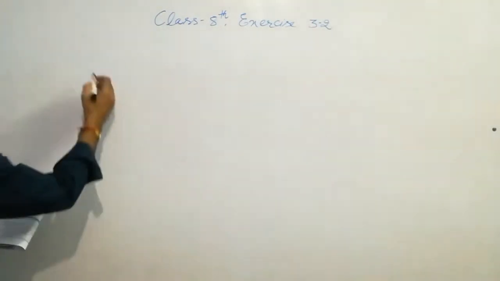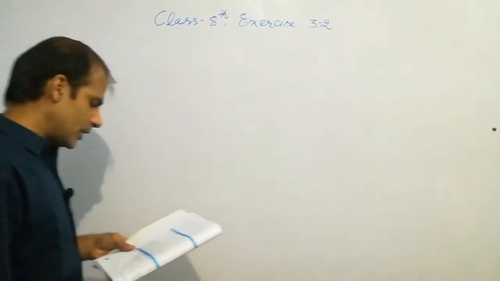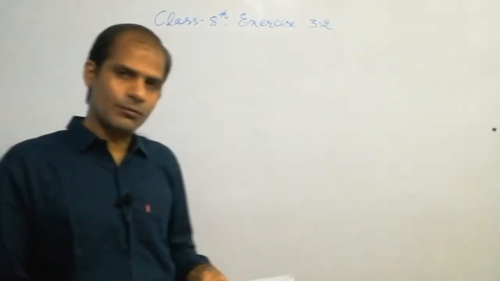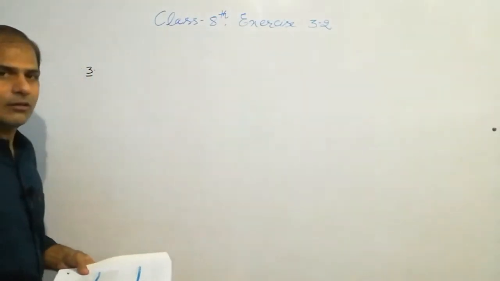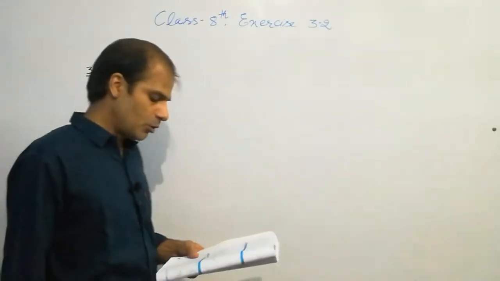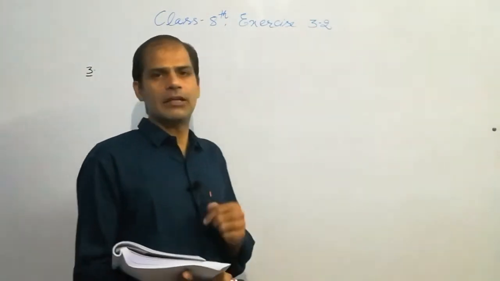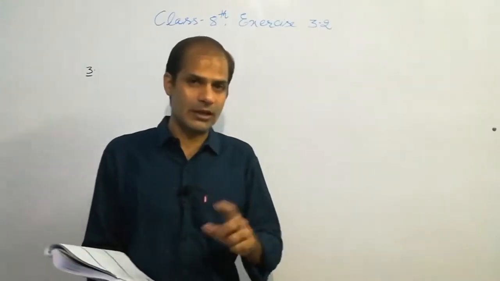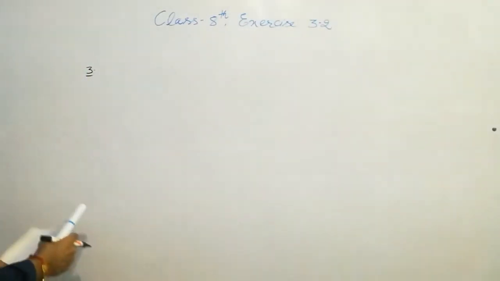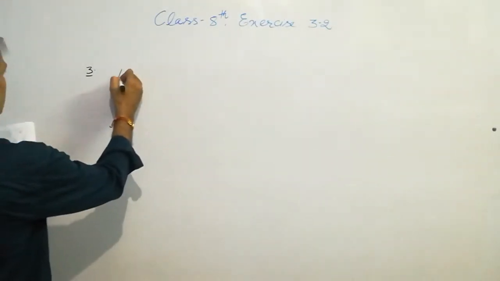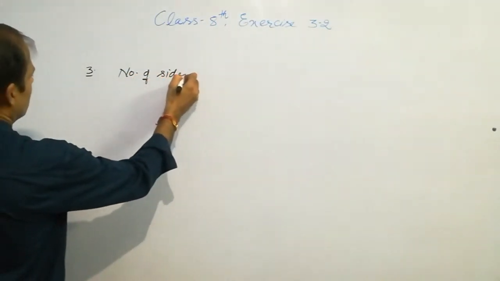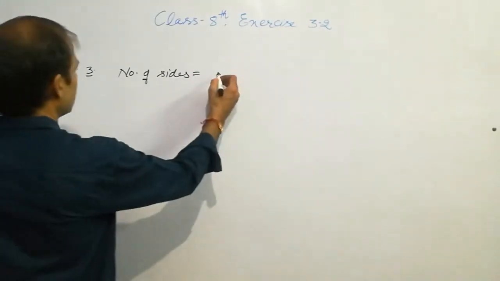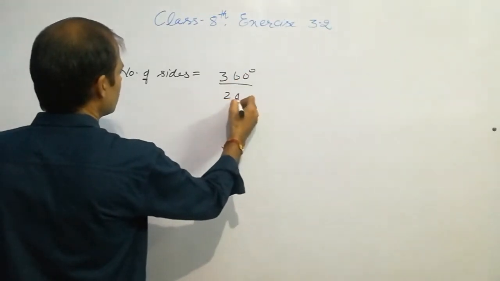Next is question number 3. How many sides does a regular polygon have if the measurement of an exterior angle is 24 degree? So it is the reverse question of question number 2, because in question number 2 the number of sides is given and the value of the exterior angle is asked. Here the value of each exterior angle is given and we are asked the number of sides, so we will do the same division process. Then how many sides, so we write number of sides equals, if the measurement of an exterior angle is 24 degree, 360 degree upon 24 degree.